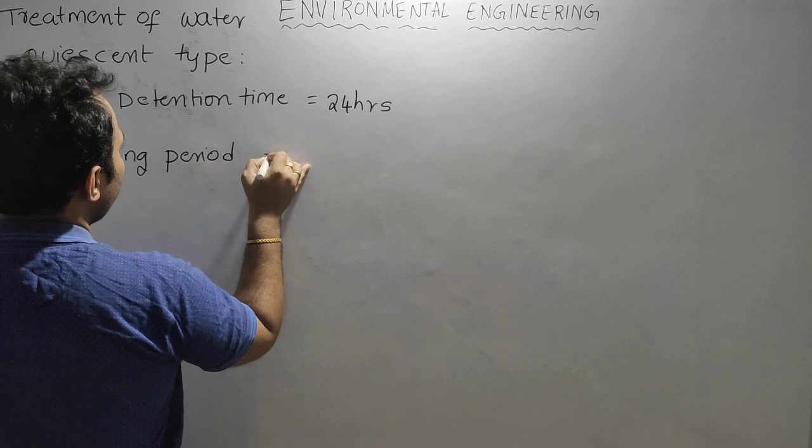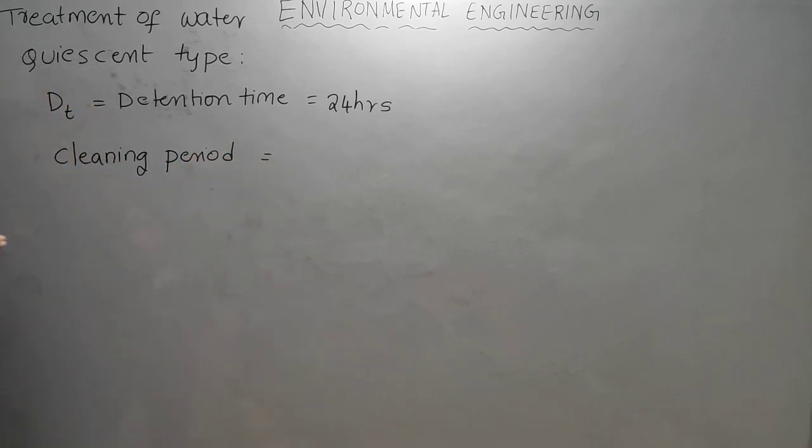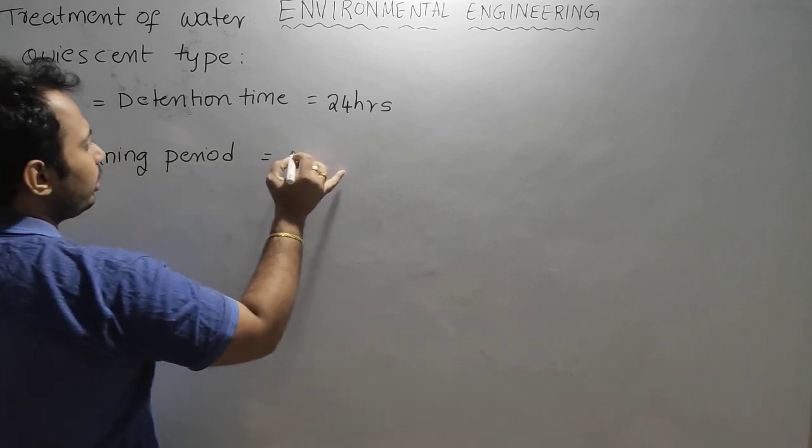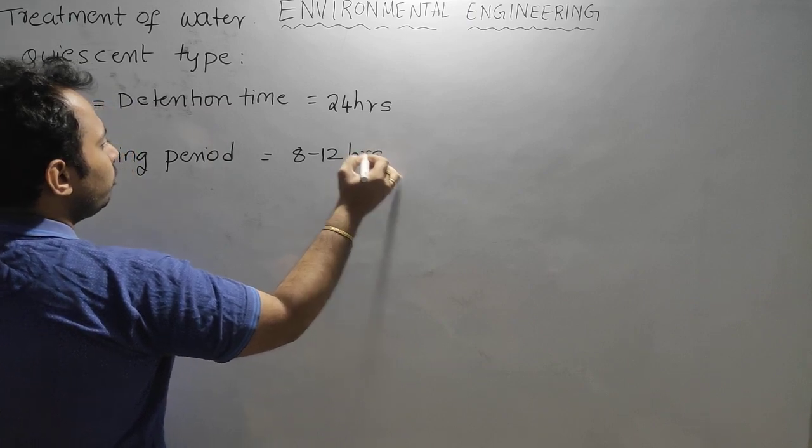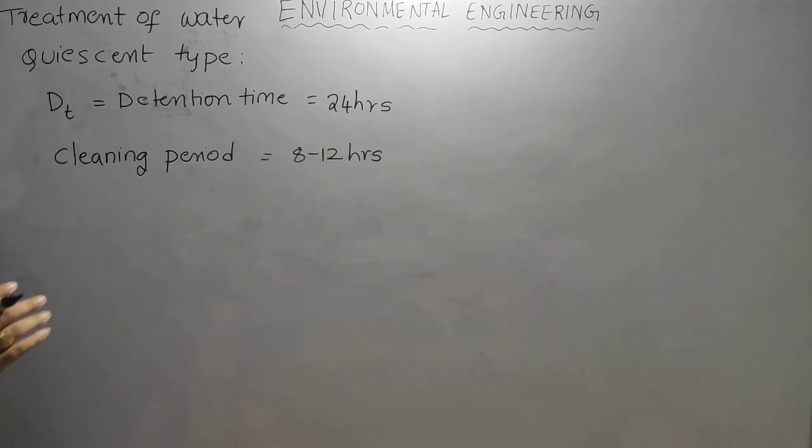So generally in QCN type, we will bring the water to rest for 24 hours. That means the detention time is 24 hours. So cleaning period is 8 to 12 hours. For every 8 to 12 hours, we need to clean the tank.